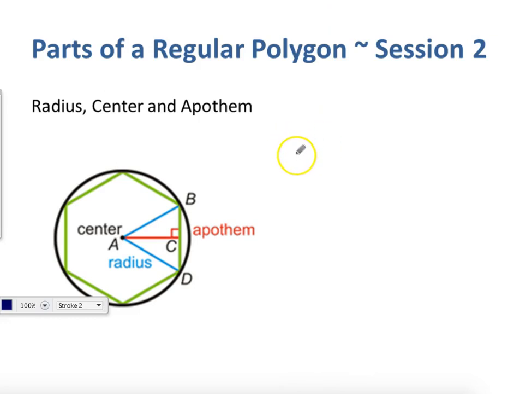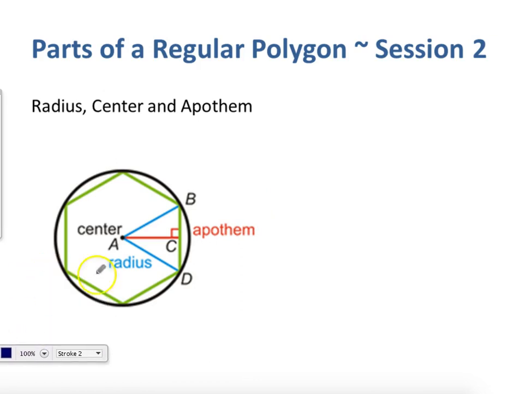You're going to learn how to find the area of a polygon, but before you do that, I want to make sure you understand all the different parts of a regular polygon. So the center is what you think it is. It's equidistant from all sides. The radius, same as it is for a circle, is the distance from the center out to the side of your polygon.